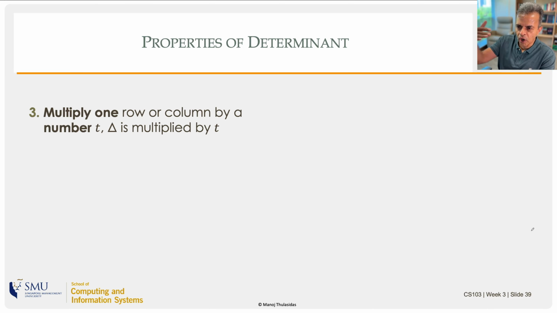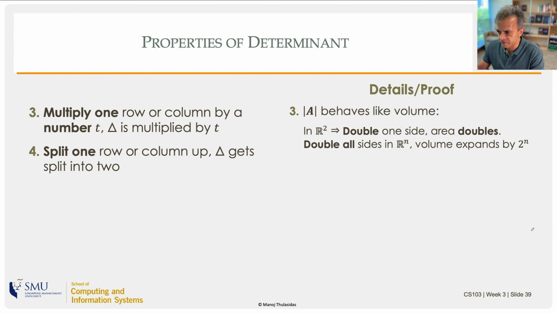The next one is interesting. If you scale one row or one column by a scalar number, then the determinant is multiplied by that number. So if you scale all elements of a matrix, the determinant is not multiplied by that number. It is multiplied by that number to the power of the number of rows or number of columns. Can you see why? It comes from the fact that the determinant behaves like a volume or an area. If you take a square, side 1 and 1, double both the sides, then you get an area of 4. If you double only one side, which is like doubling one row or one column, then the area doubles. That's what I've written down here as the explanation of point number 3.